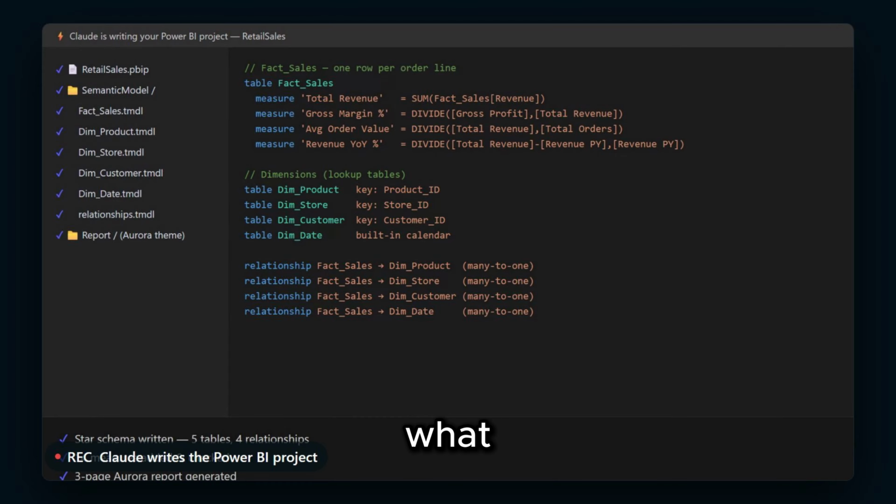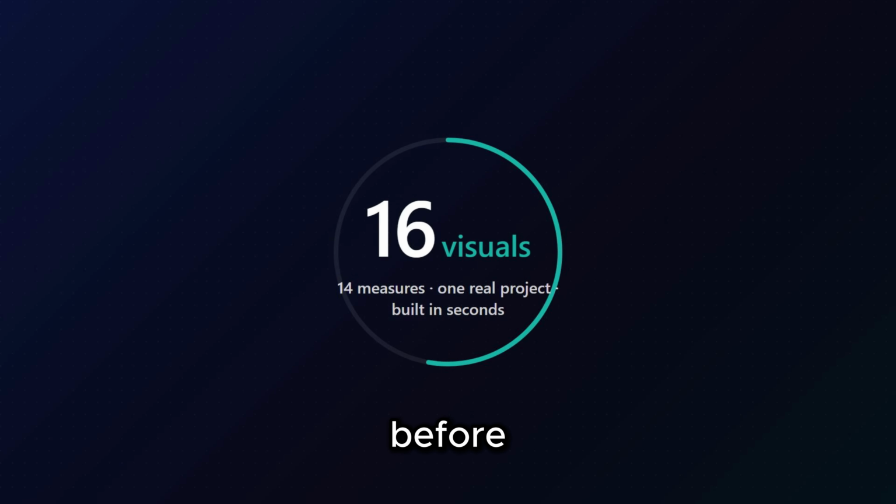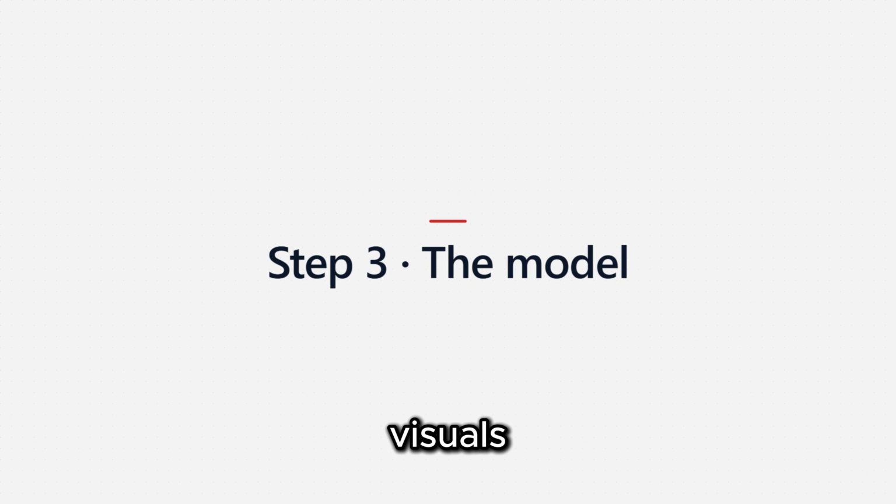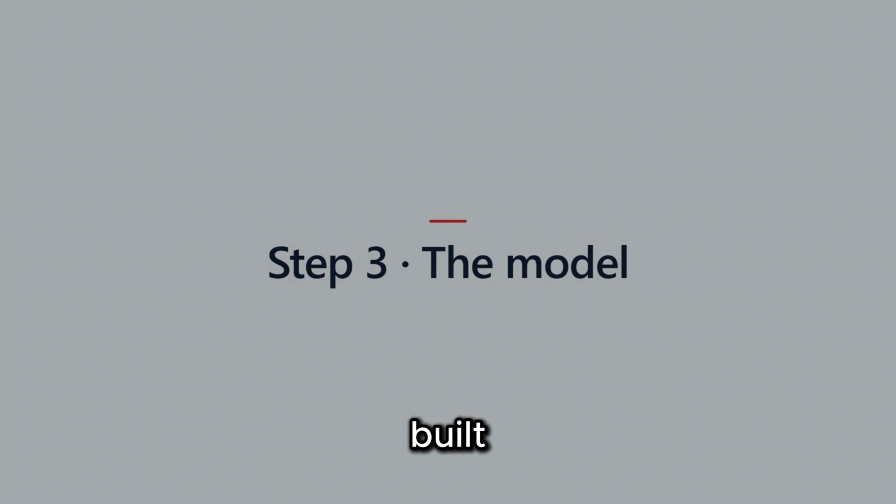A fact table for what happened. Every order line, the revenue, the cost, the profit. Separate lookup tables for the details, products, stores, customers. A real calendar table, built deliberately, so things like year over year actually work. Then the measures. Revenue, margin, orders, average order value, growth versus last year. And it verifies every measure against the raw data before a single chart is allowed to use it. 14 measures, 31 visuals, one real project, built in seconds.